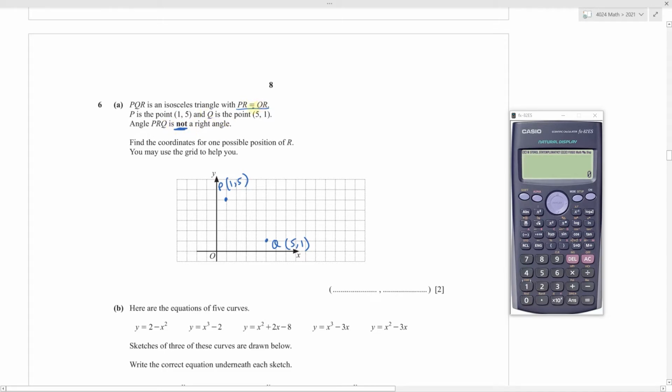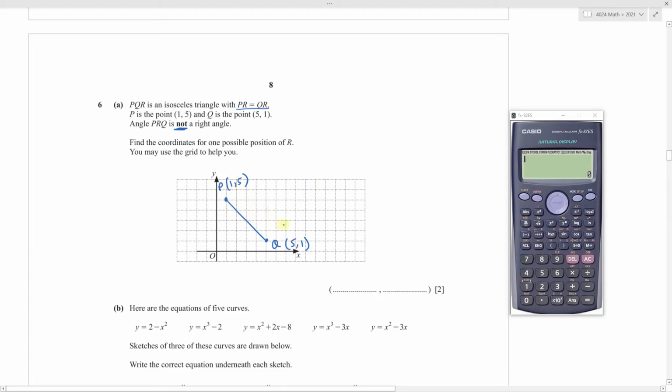So PR equals QR means R will be somewhere in the middle such that the lengths PR and QR are equal. So if I'm able to find the perpendicular line bisector of this line PQ, which is one of the sides of this isosceles triangle, the points on that line will be equidistant from P and Q. So I can easily and quickly find it.